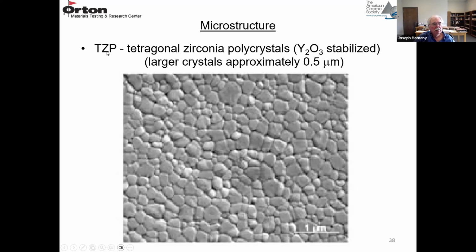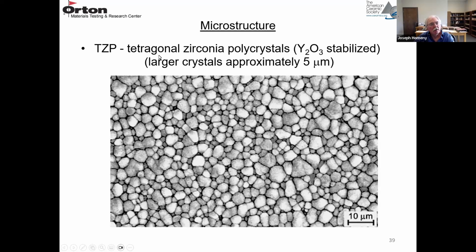And this is a TZP microstructure. That's tetragonal zirconia polycrystals. This is a yttria stabilized material, a very small yttria content. So it's a fine crystal size. The biggest crystals are about a half micron in size. So these are fully in the tetragonal form.